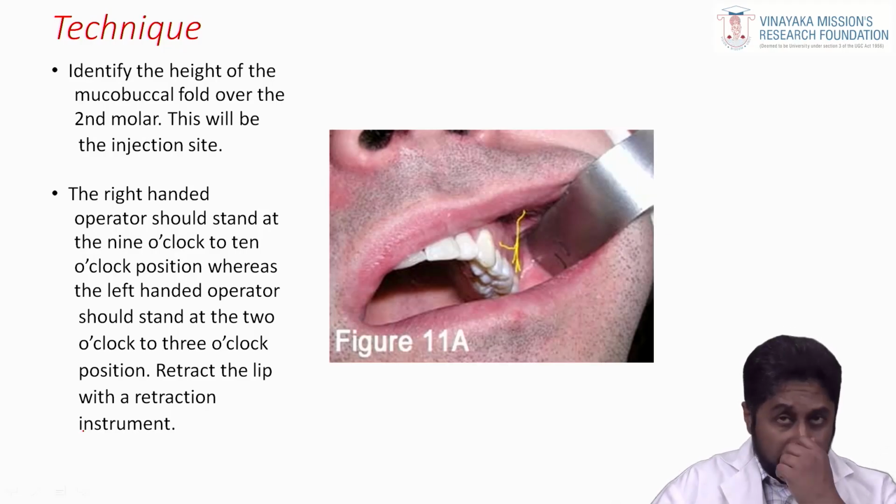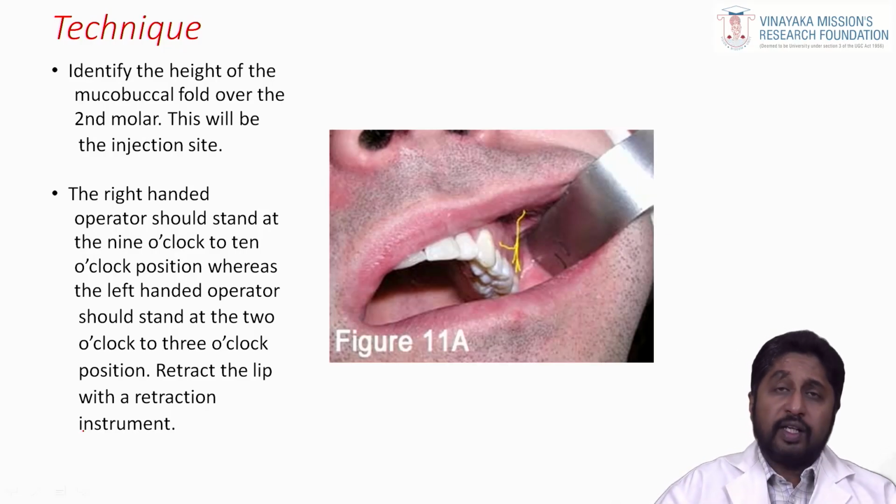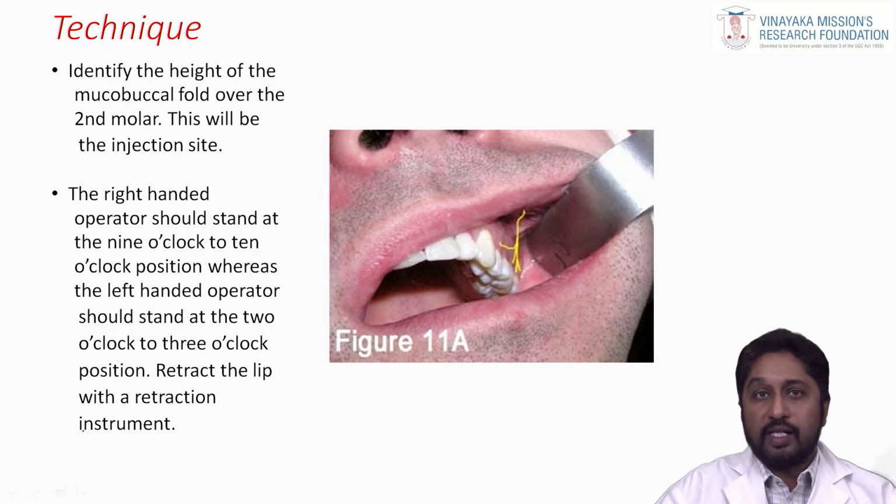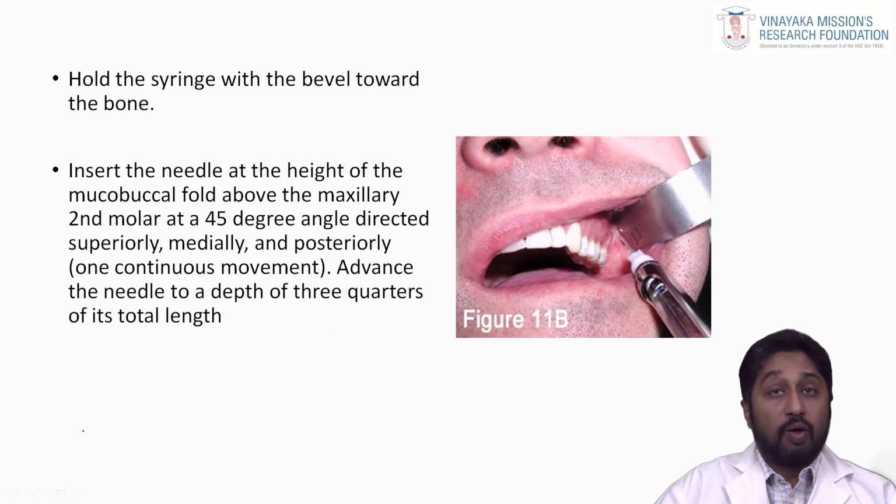So, the technique: how do you give this nerve block? Identify the height of the mucobuccal fold over the second molar. The second molar will be your injection site, and from there you give the injection at a 45 degree angulation. The right-handed operator should stand in the 9 o'clock position, whereas the left-handed operator should stand in the 2 o'clock position. Retract the lip and retract with the instrument. Hold the syringe with the bevel towards the bone. You know what the bevel is, right? The bevel should be facing the bone.